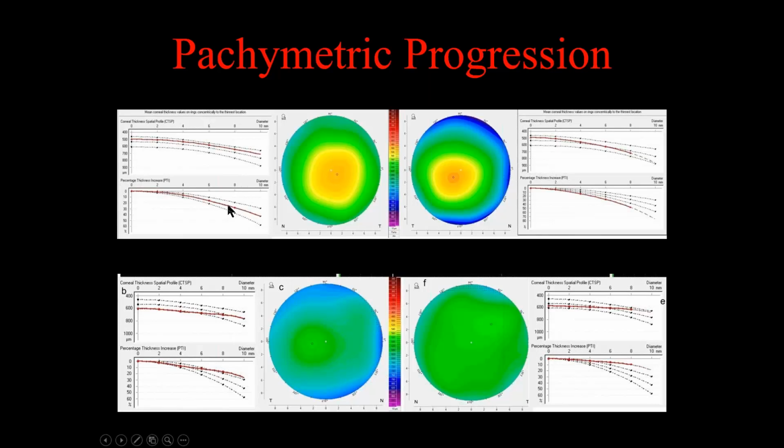So in other words, it's a completely normal pachymetric progression. This is a 95% confidence interval, the upper and lower. The middle is actually the complete mean. And notice this eye, it's exactly down the normal line.